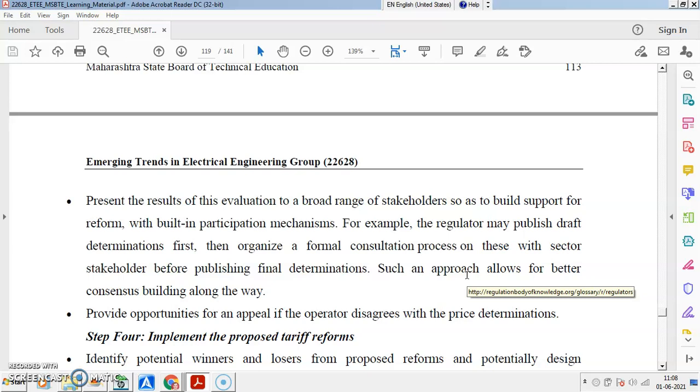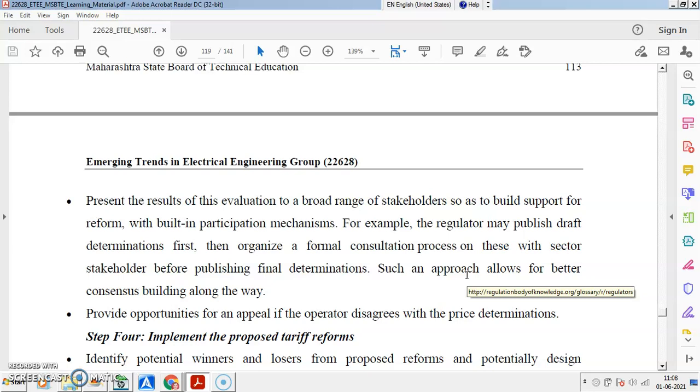There is a comparison of the new tariff design and the current tariff. So you have to present this to the stakeholders at a very high level, so that it will be understood, or at least seen by all the consumers.